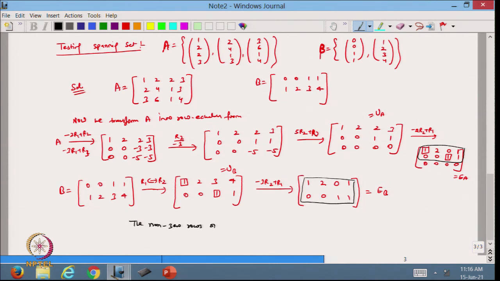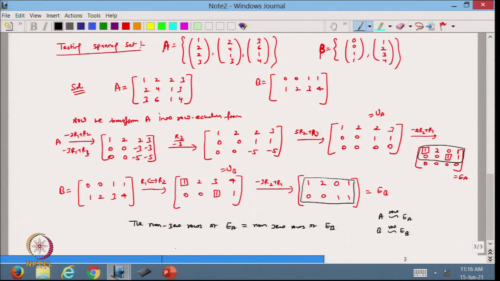non-zero rows of EA are the same as the non-zero rows of EB, because I know that A is row equivalent to EA and B is row equivalent to EB. Now, the non-zero rows of EA are equal to the non-zero rows of EB.